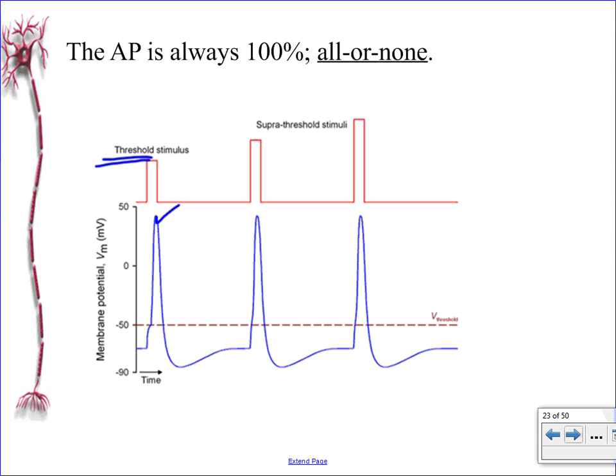So then the question here is, what happens if we give it a bigger shock? A bigger shock than is necessary is called a supra-threshold stimulus. If we give it a bigger shock than is necessary, the question is, do you get a bigger action potential? And the answer is, no, it's exactly the same. What if you give it an even bigger shock? Still, the action potential is the same. So the action potential is always going to be all or none. You either reach threshold and get it, or you don't reach threshold, and you do not get the action potential.